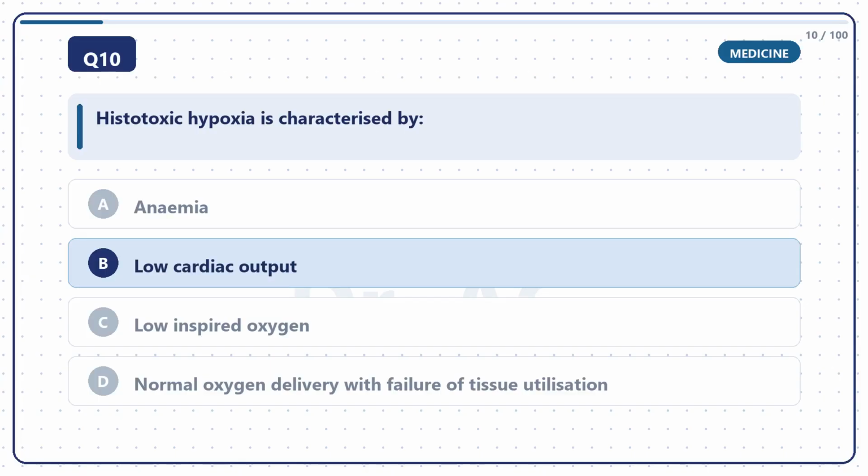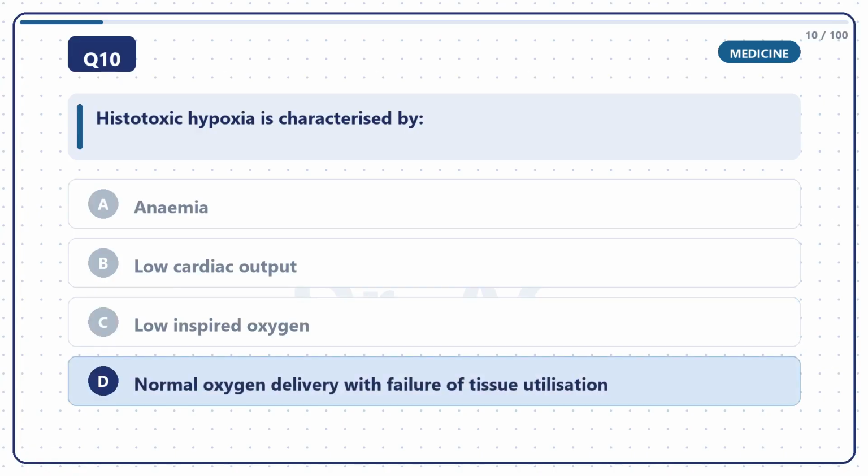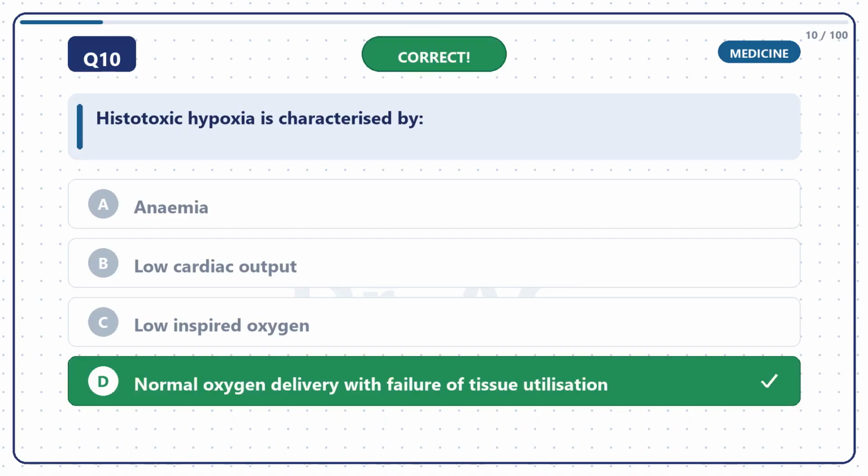Option B, low cardiac output. Option C, low inspired oxygen. Option D, normal oxygen delivery with failure of tissue utilization. The correct answer is option D, normal oxygen delivery with failure of tissue utilization.